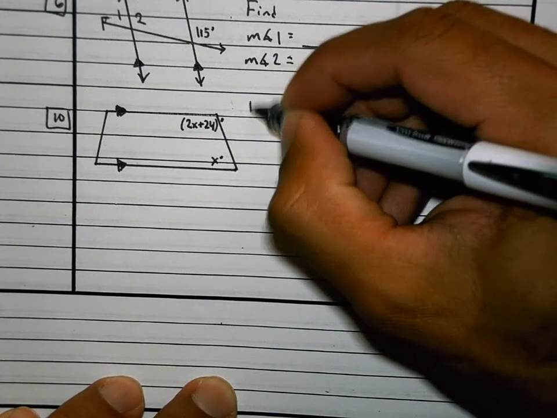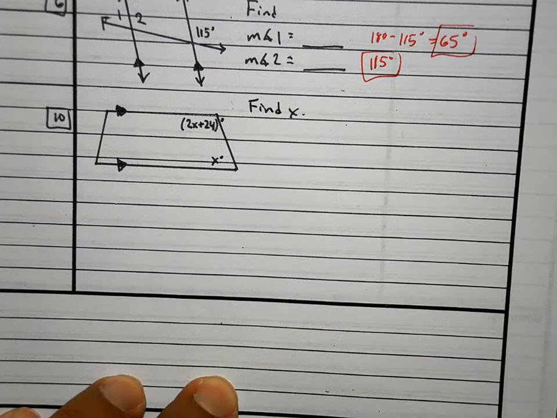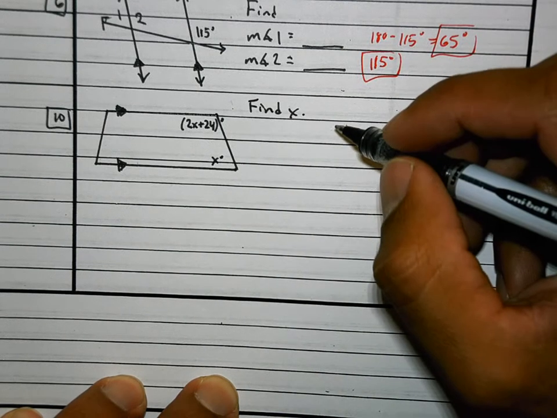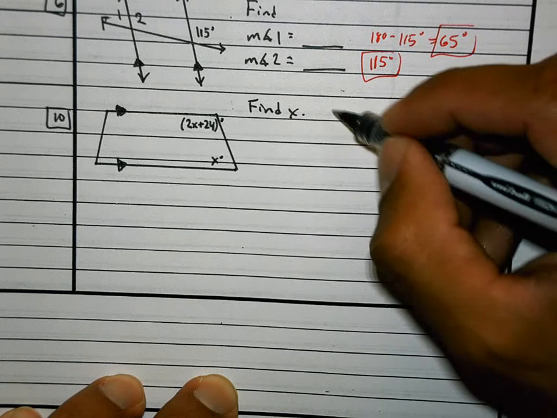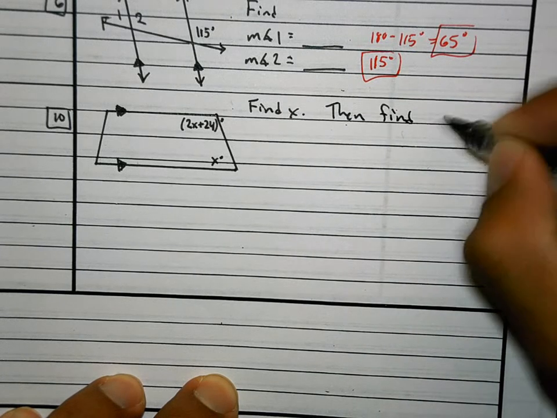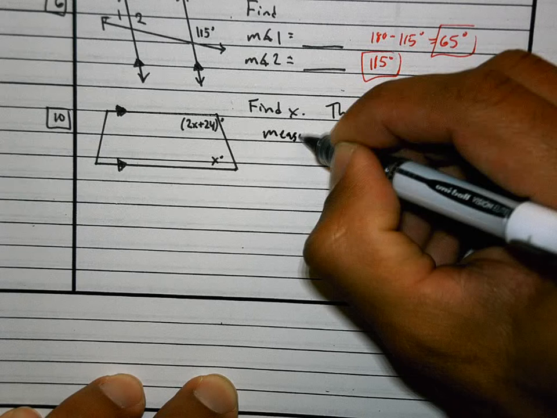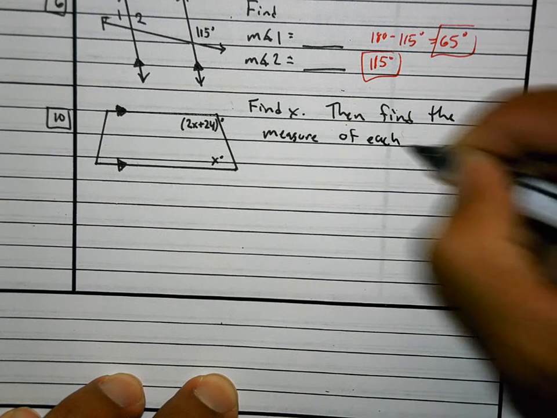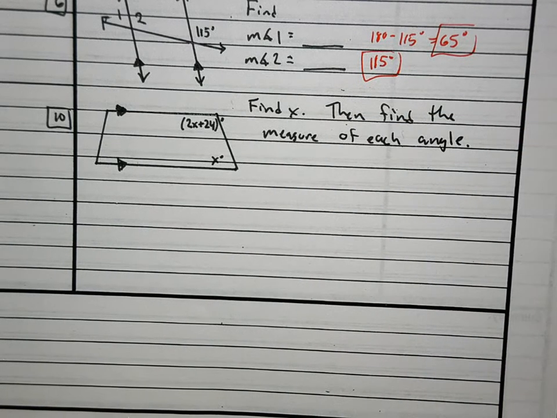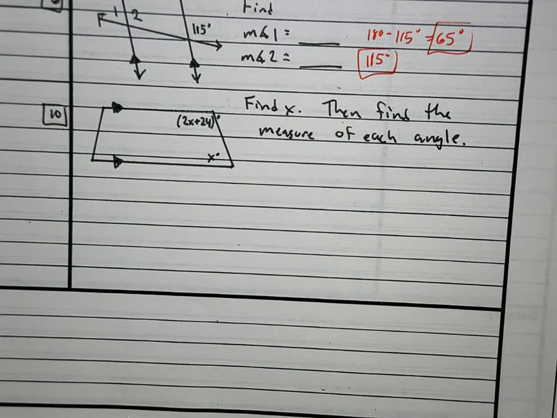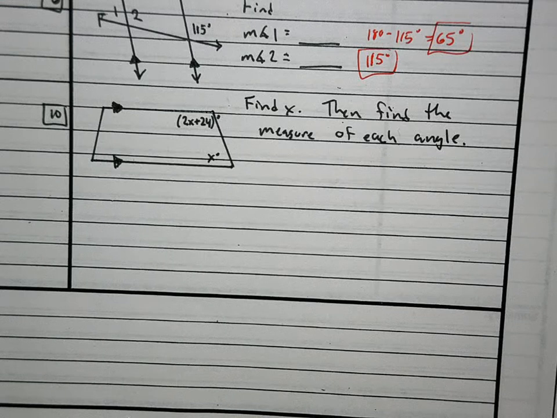Your directions will say find x. Then find the measure of each angle. So those are our directions. Find x, then find the measure of each angle. So when you start getting to trapezoids, this may not look like what we've been doing, but it's exactly the same thing as what we just did with the whole slide down thing that we talked about.